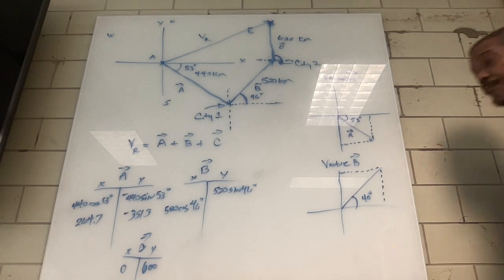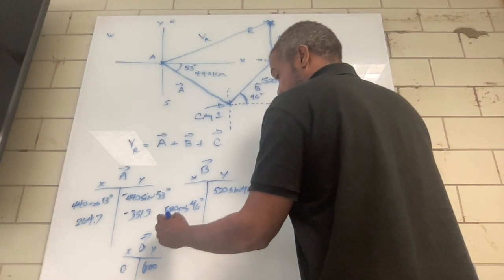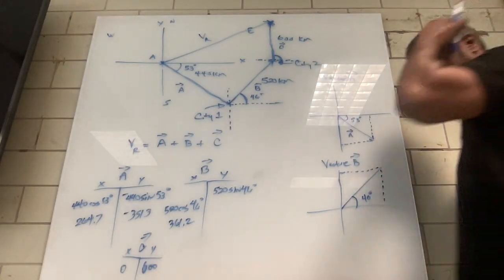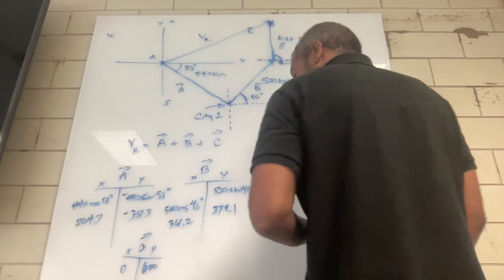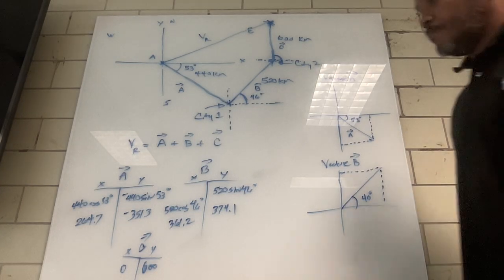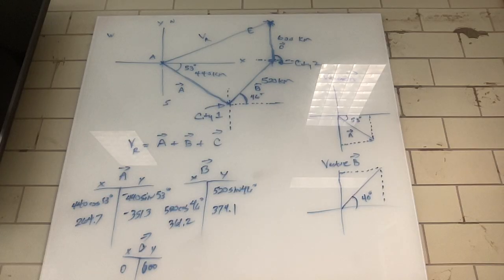All right, so for B, the X should be 361.2. Yes, and the Y should be 374.1. Yes, sir. All right. So now we have to add all the X's together and all the Y's together. Yes, yes, yes.